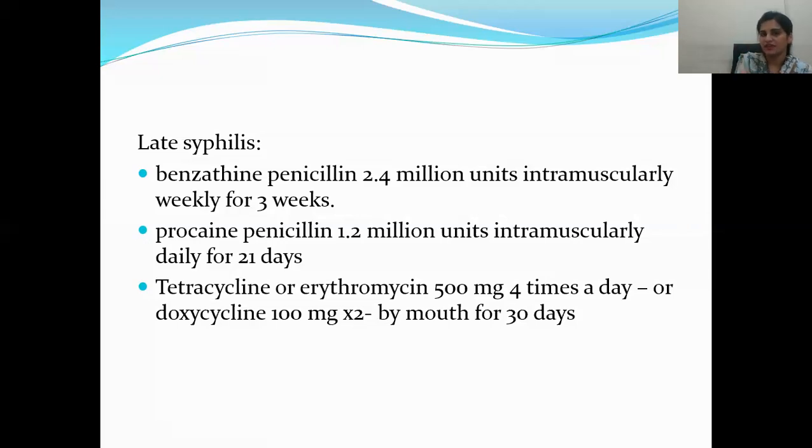But in late syphilis, you will give 2.4 million units intramuscularly weekly for 3 weeks, and procaine penicillin, you will give 1.2 million, double the dose given in the primary syphilis, or in the early stages, 1.2 million units intramuscularly daily for 21 days. And if the patient is allergic or can't take the penicillin, then tetracycline or erythromycin should be given, which the dose is 500 milligrams 4 times a day, or doxycycline 100 milligrams 2 times a day by mouth for 30 days.